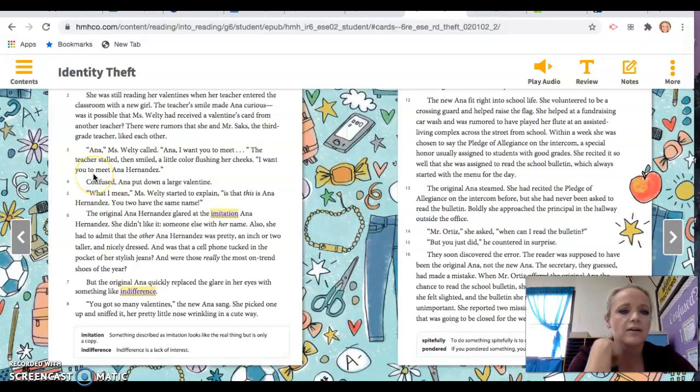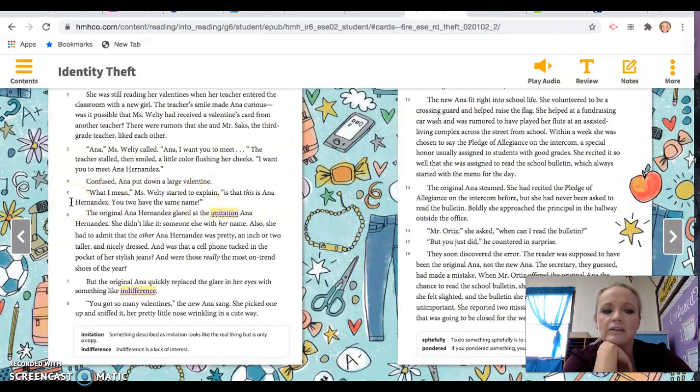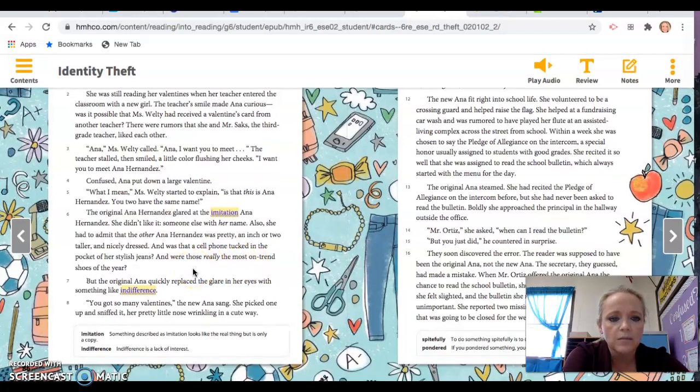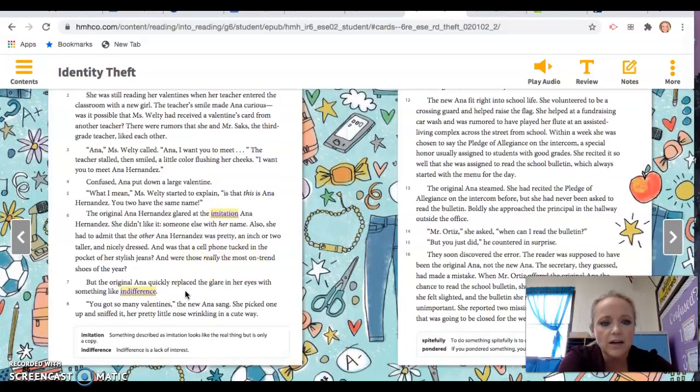Confused, Anna put down a large valentine. "Well, what I mean," Ms. Welty started to explain, "is that this is Anna Hernandez. You two have the same name." The original Anna Hernandez glared at the imitation Anna Hernandez. She didn't like it. Someone else with her name? Also, she had to admit that the other Anna Hernandez was pretty, an inch or two taller and nicely dressed. And was that a cell phone tucked in the pocket of her stylish jeans? And were those really the most on-trend shoes of the year? But the original Anna quickly replaced the glare in her eyes with something like indifference. "You got so many Valentines," the new Anna sang.